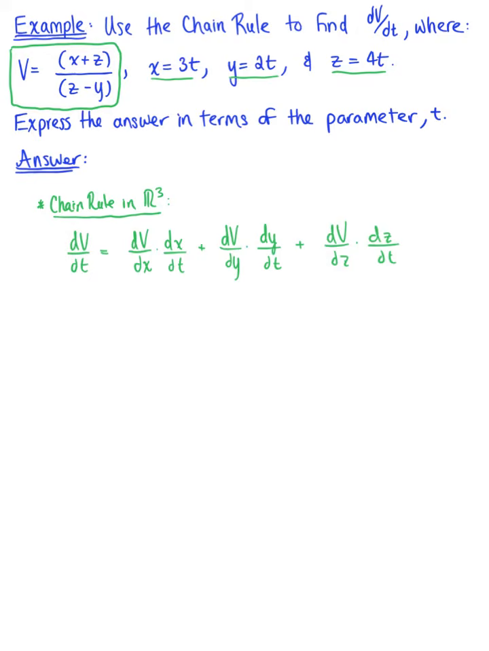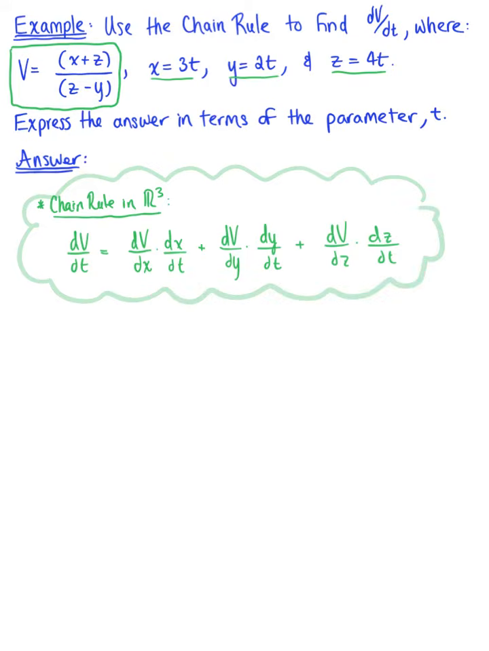So looking at this chain rule, we've got a lot of partial derivatives that we need to find. So that's where we'll get started. We need to find all of the first order partial derivatives. So here we go. We'll start with the partial derivative of v with respect to x. Now, we'll keep in mind here, because we are differentiating with respect to x, that we're going to treat y and z as if they are constants.